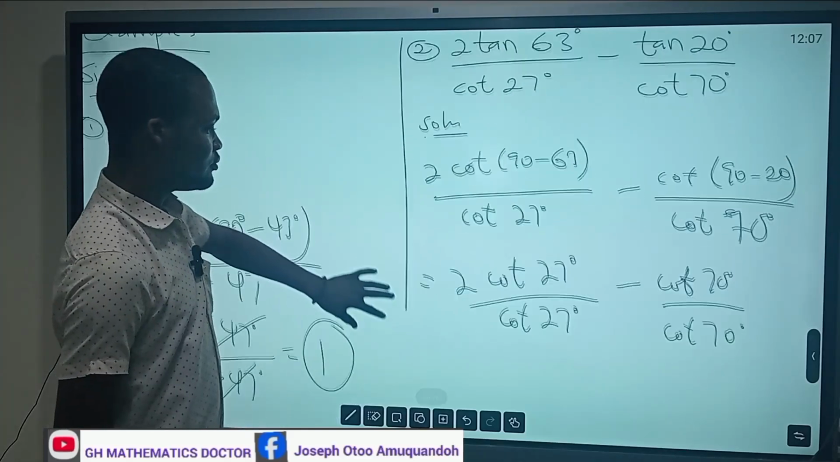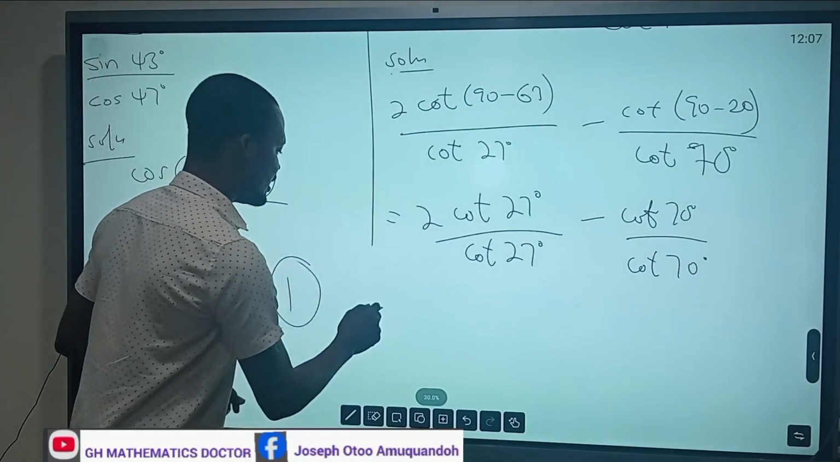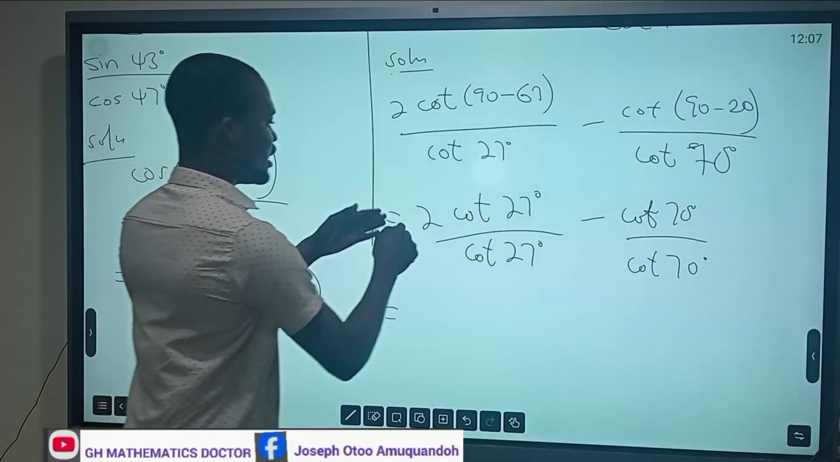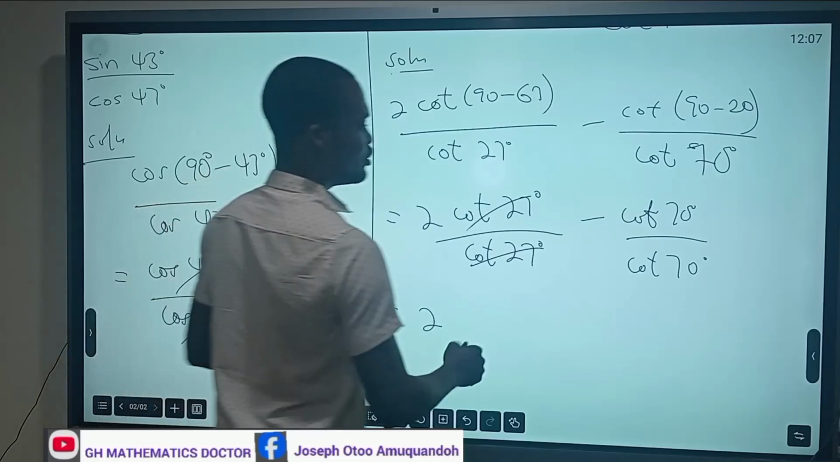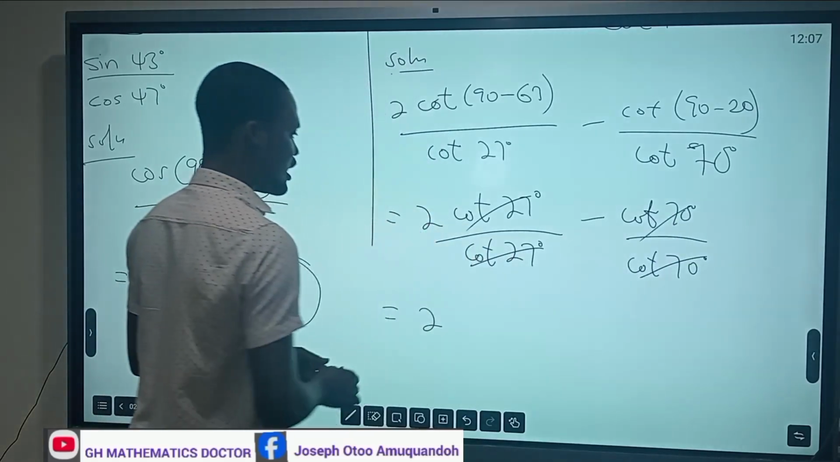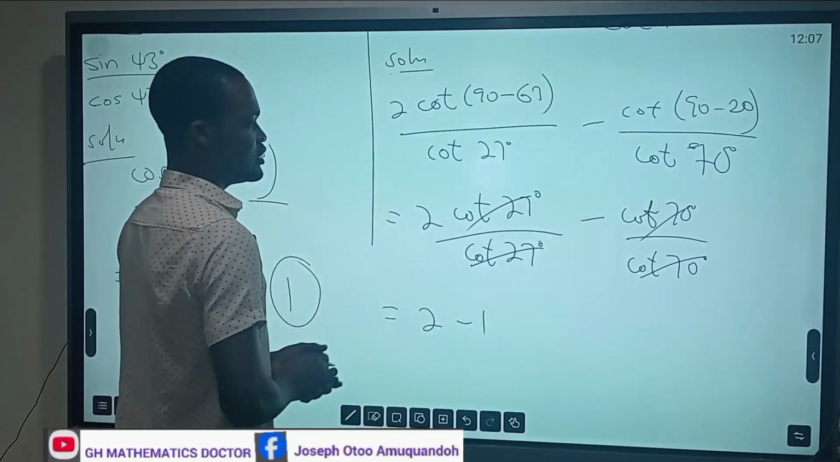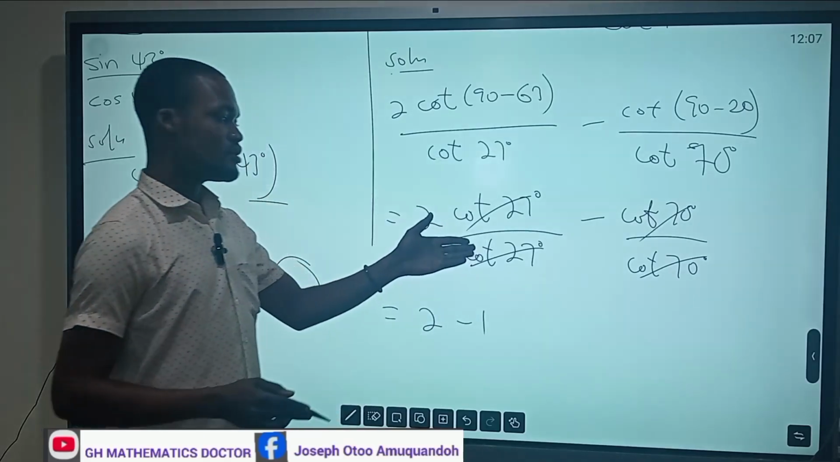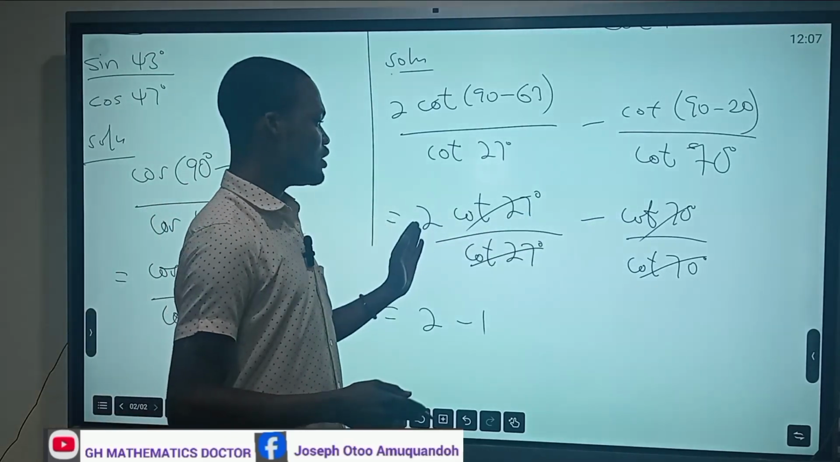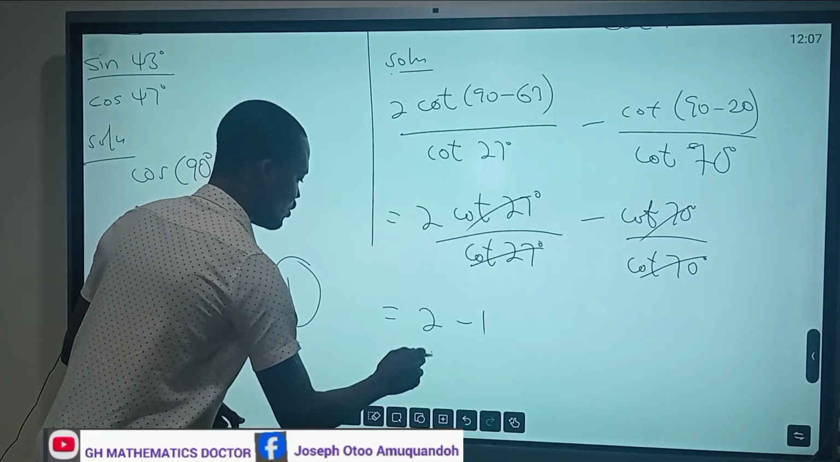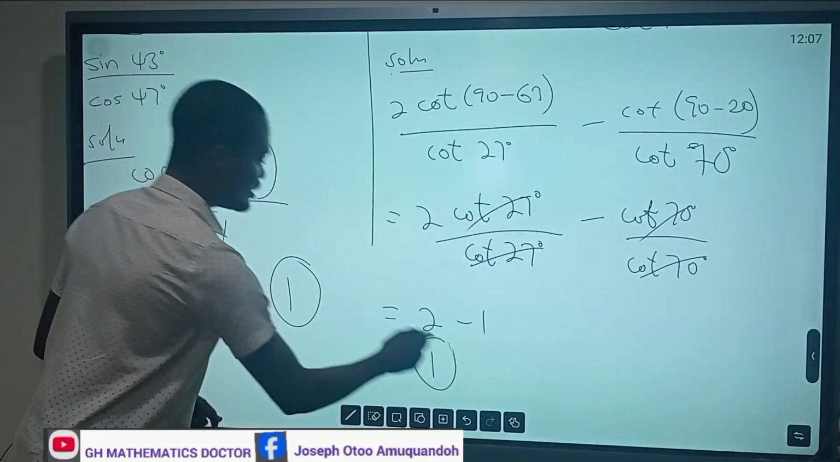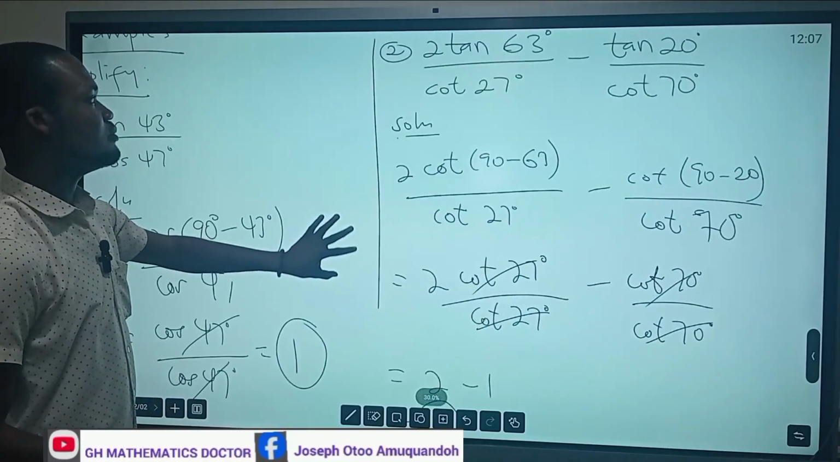So we are going to write the final result. Everything here will cancel out, so we have 2, and then this one is also going to cancel out. So we have 2 minus 1. When this cancels out, you're going to get 1. This is also 1. So 2 here and 1 here, so 2 minus 1, and your final result is positive 1. And this is the final answer to the problem.